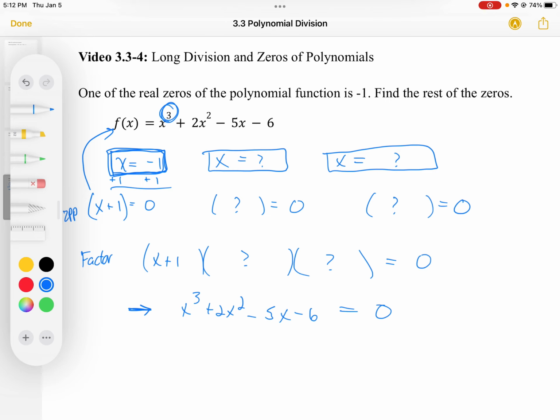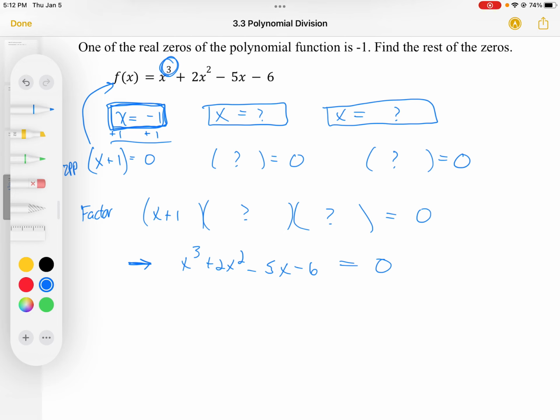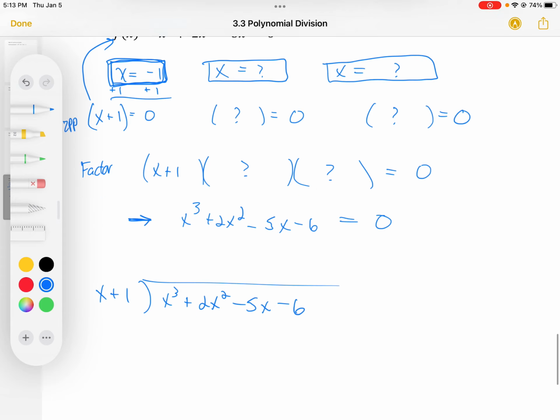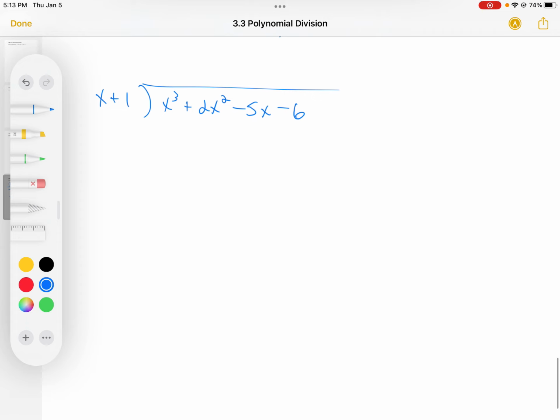Well, factoring a polynomial that has a degree 3, that's not a sum of cubes or a difference of cubes, is pretty difficult. So what we're going to do instead is we're going to divide by the factor that we know, which is x plus 1. And we're going to divide this polynomial by x plus 1. And the result is going to be some quadratic factor. Okay, it's going to be a quadratic polynomial. So let's go ahead and do the division.